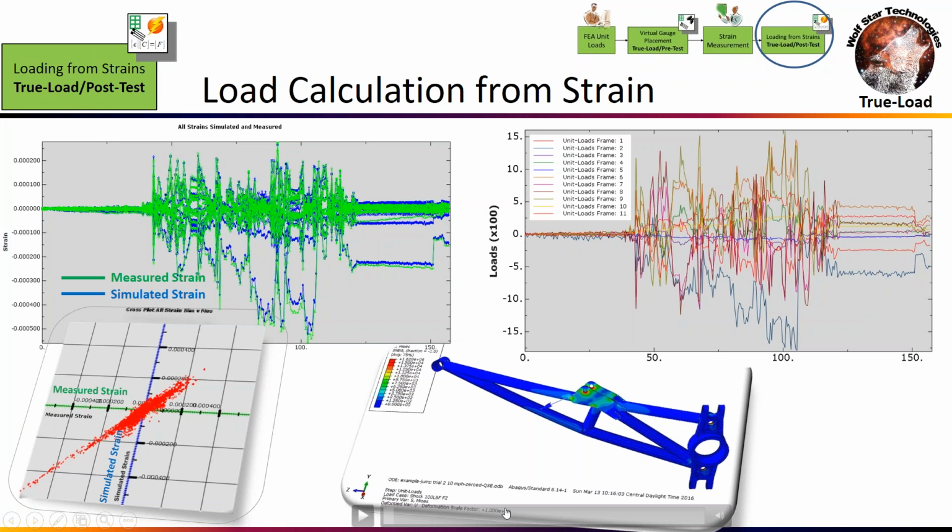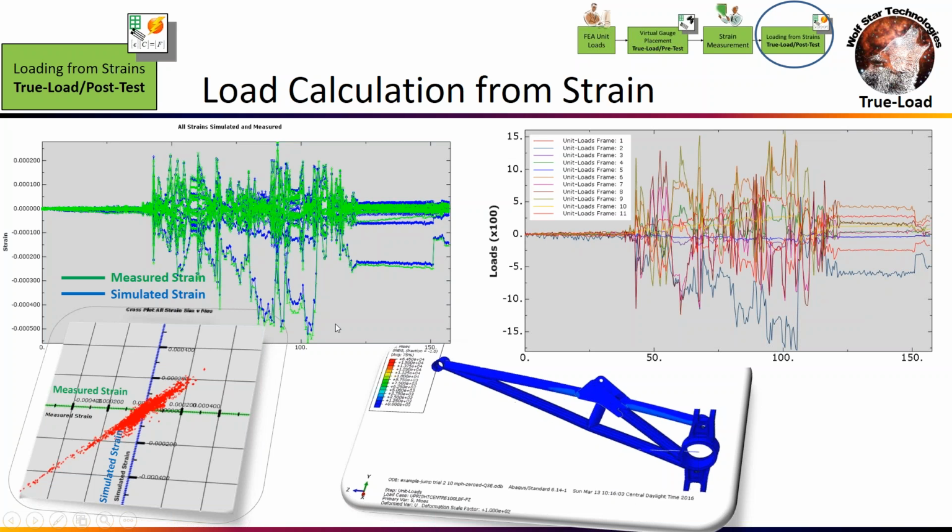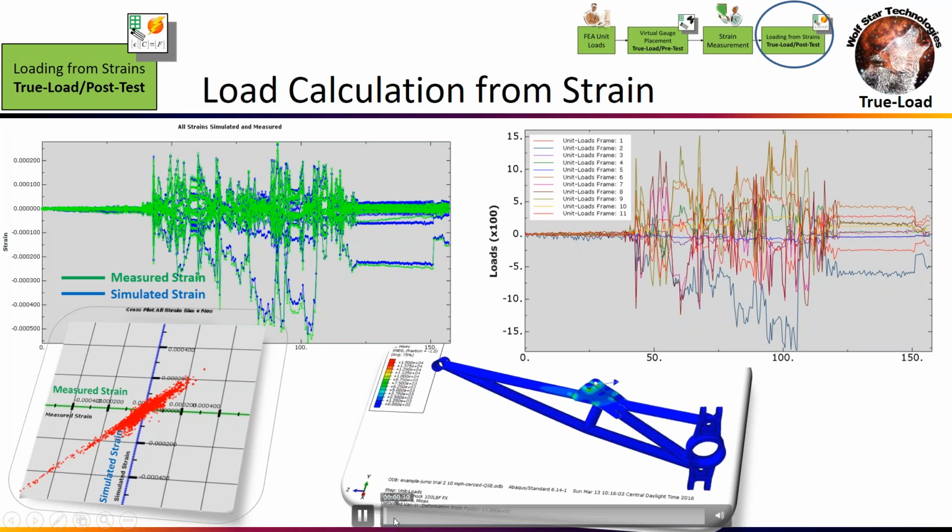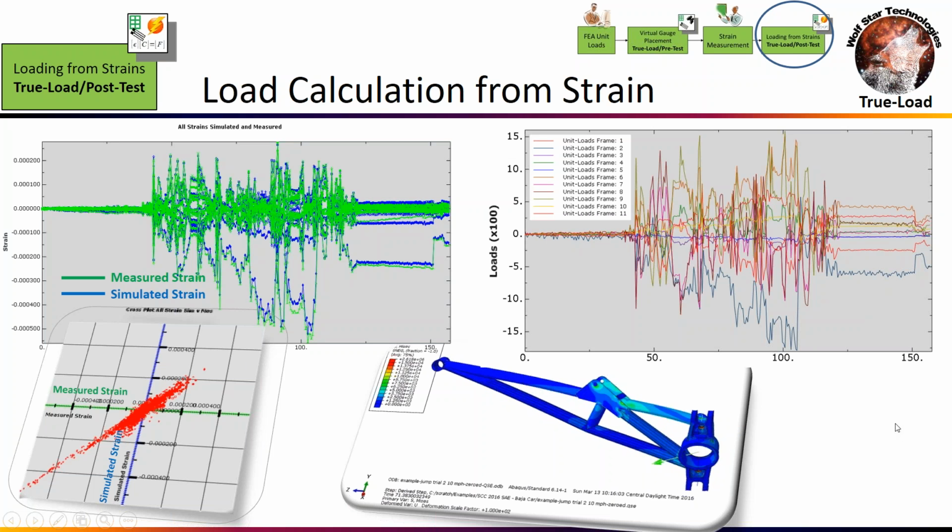And then once we had those time histories of load, we can go back into the FEA model and reproduce the strains on the part. And so we've got the simulated strains in blue here. And then there's a cross plot here of the measured strain versus the simulated strain. And that looks like a really nice 45-degree line showing that we're getting great correlation. And then once we've got that, we can create the full field operating deflection shapes.